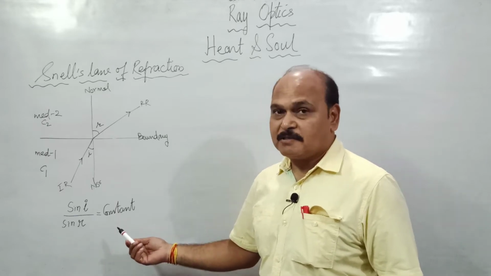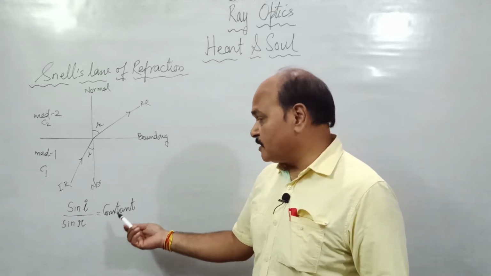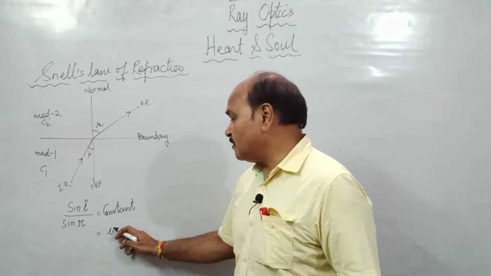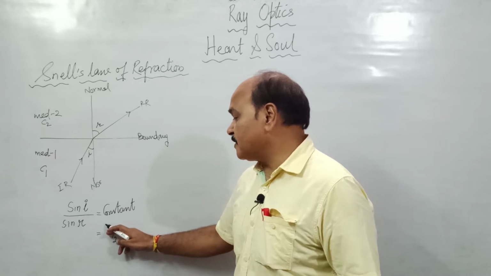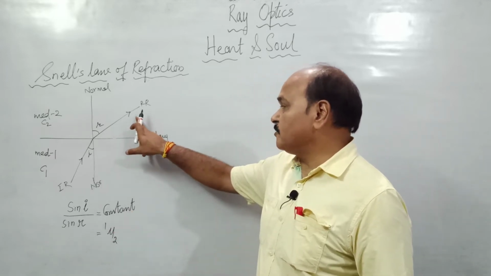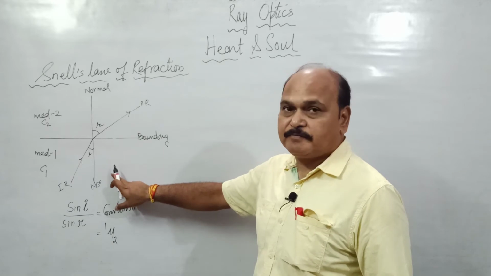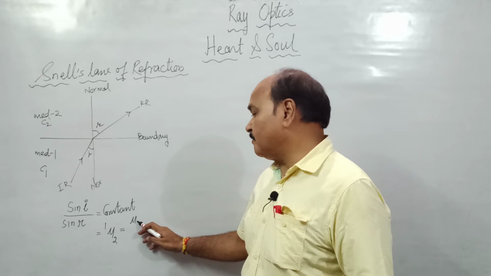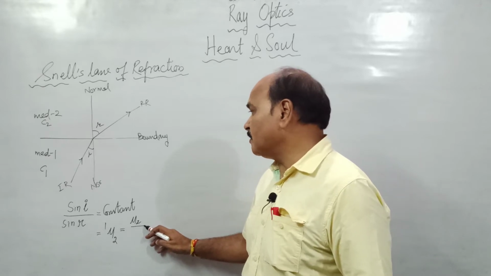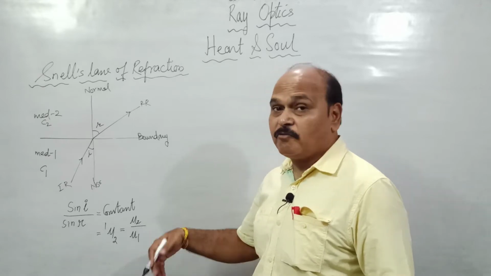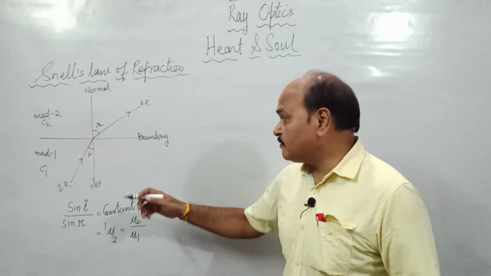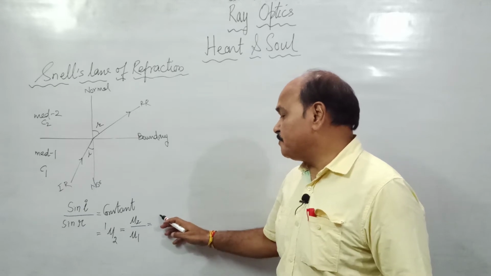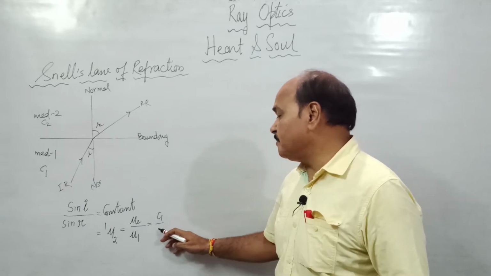What is that constant? Well, that is very, very important. This constant is nothing but the refractive index of medium 2 with respect to medium 1. This is also the ratio of the absolute refractive index of medium 2 upon the absolute refractive index of medium 1. And in terms of speed of light in medium 1 and 2, this constant is the speed in medium 1 to the speed in medium 2.